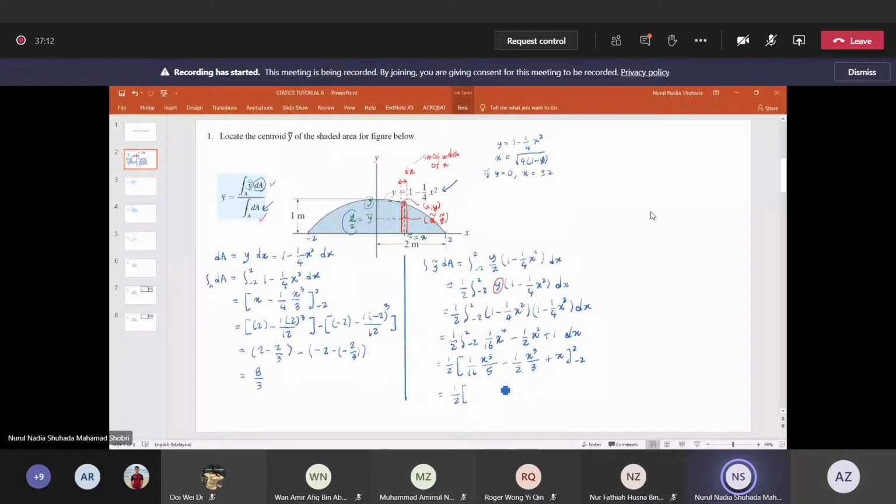So now we can find the y at the center. The y at the center is the result of the integral of y times dA, which is 16 over 15, and then over the integral of dA, that will be 8 over 3. And then you get 2 over 5 meters. Okay, this is the answer.